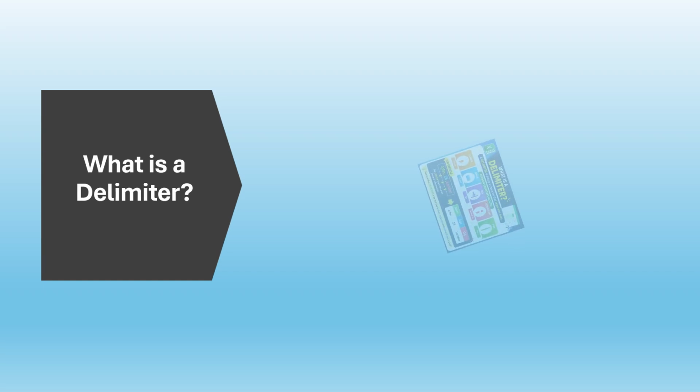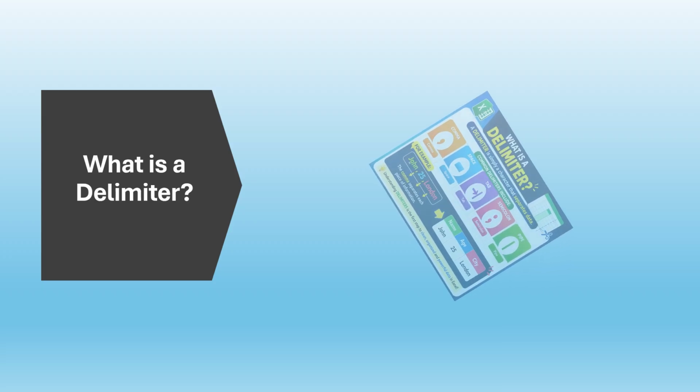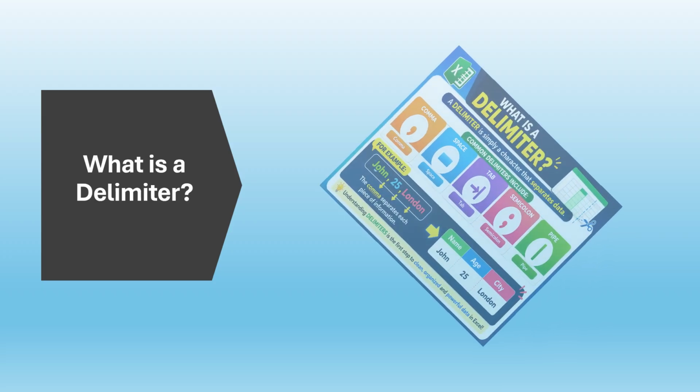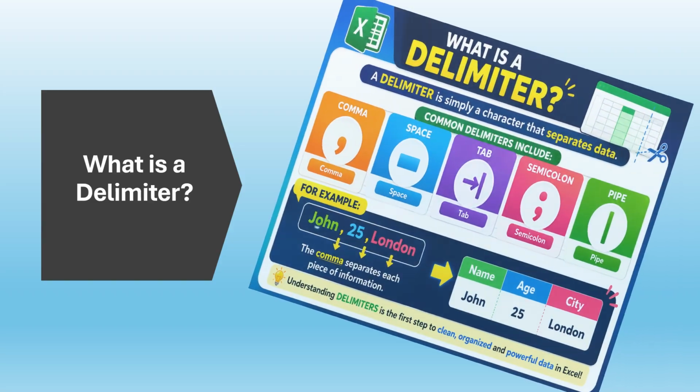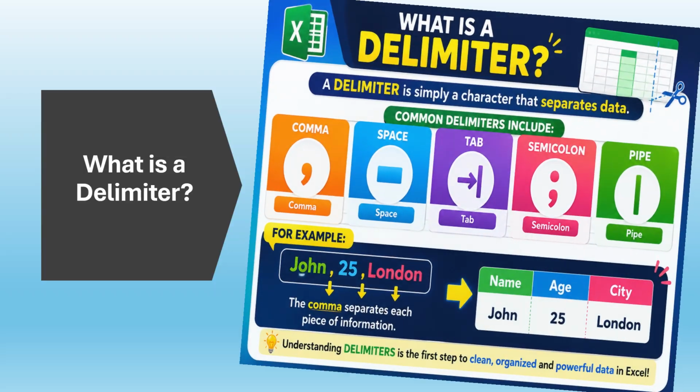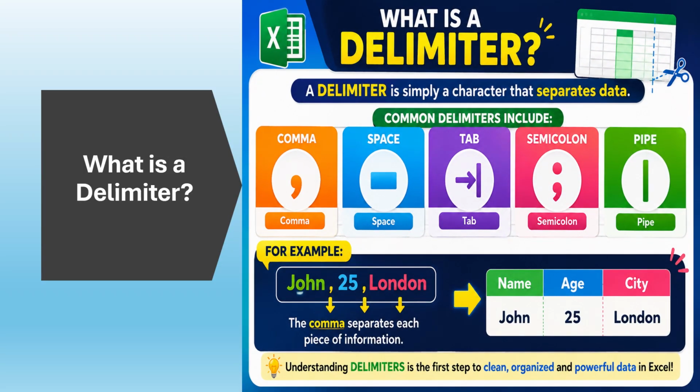What is a delimiter? A delimiter is simply a character that separates data. What are the common delimiters? Comma, space, tab, semicolon, pipe. As an example, you can see John, 25, London. So the comma separates each piece of information.